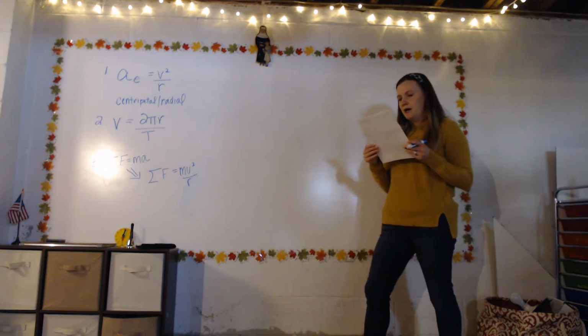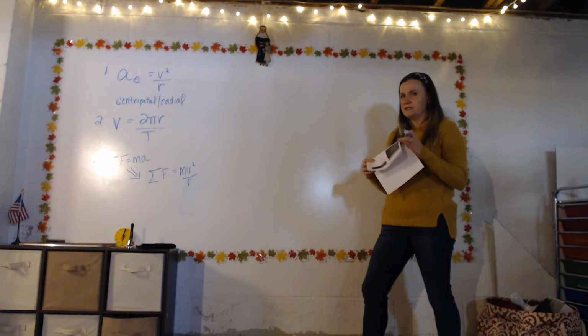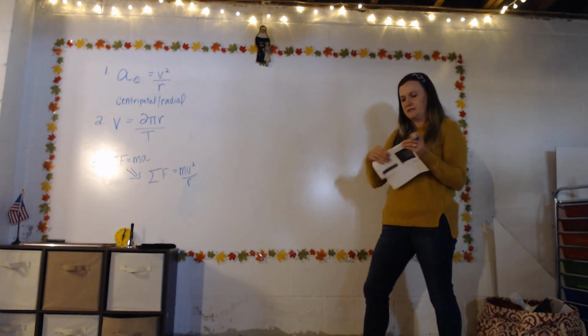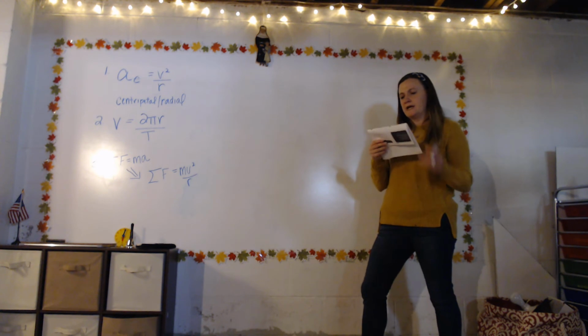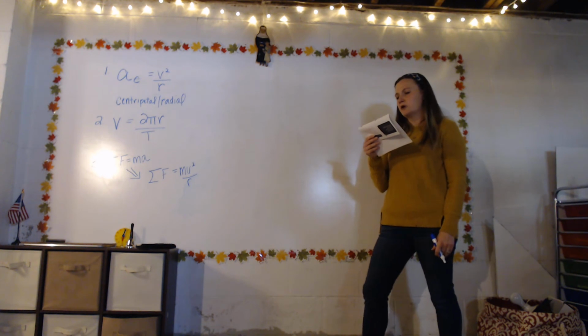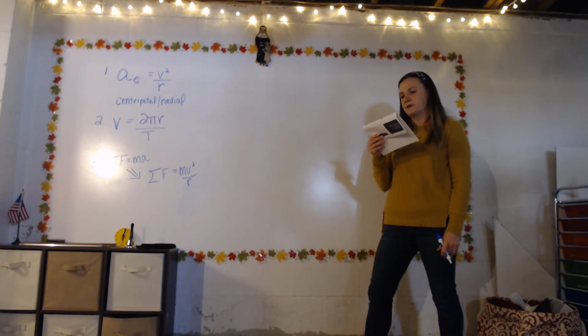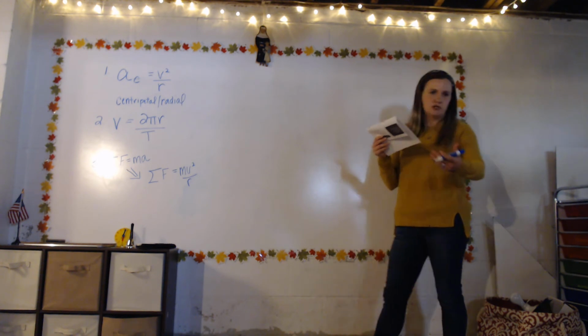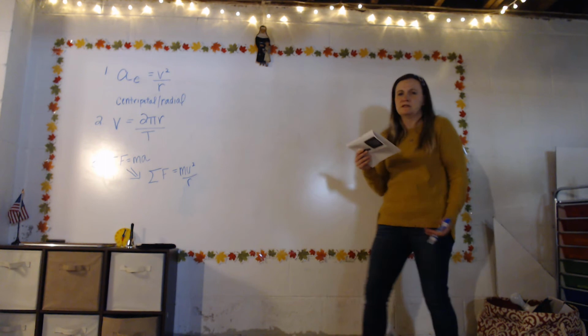The first one is almost insultingly easy, but that's good, right? Let's start off with something easy. The first problem says, a jet plane traveling 500 meters per second pulls out of a dive by moving in an arc of radius 6 kilometers. What is the plane's acceleration? They ask us actually in G's. I'll talk about that in a minute. But basically, what's the plane's acceleration?